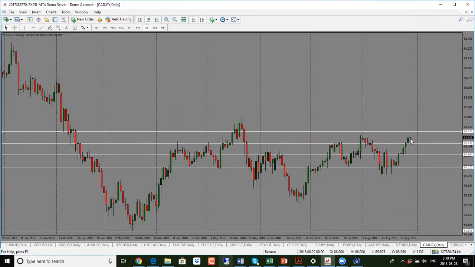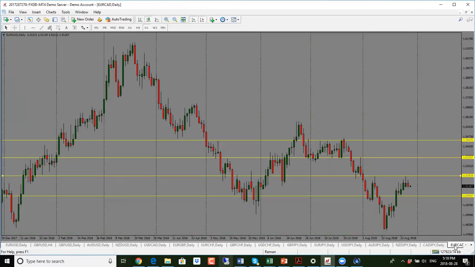CAD yen, this one is looking bullish here as well. Yesterday we had a bullish pin bar, and today we have a bullish candle close as well. So I'm looking for price to go into the high here to test the candle. The high of this, 86.33, is the bias to the upside. So it is bullish right now.